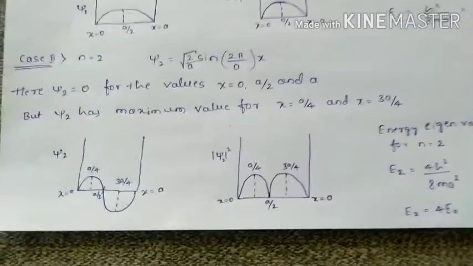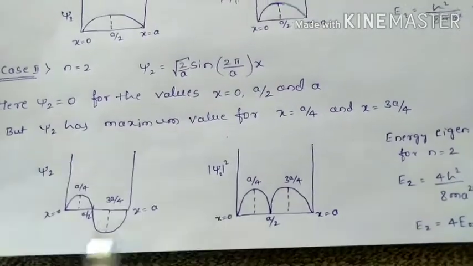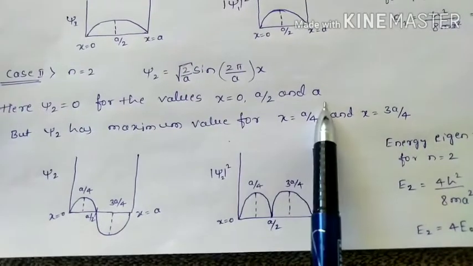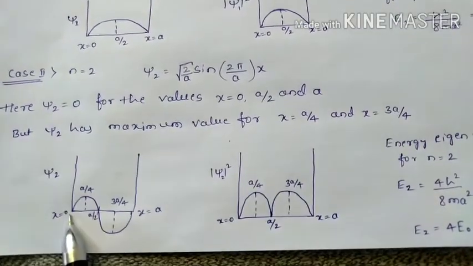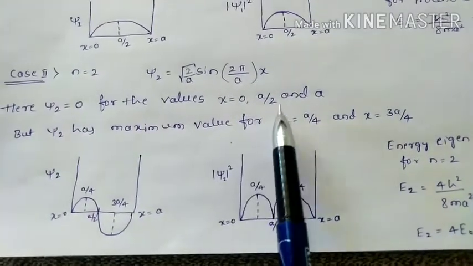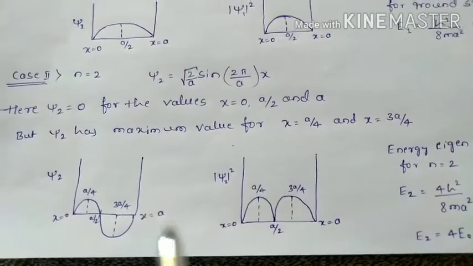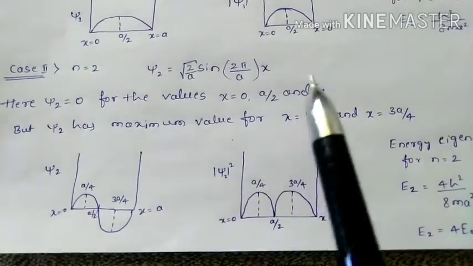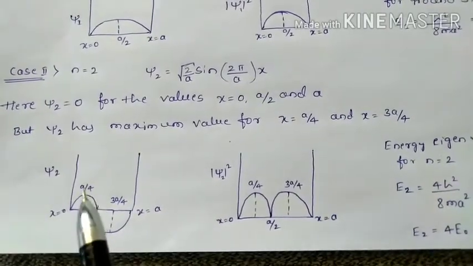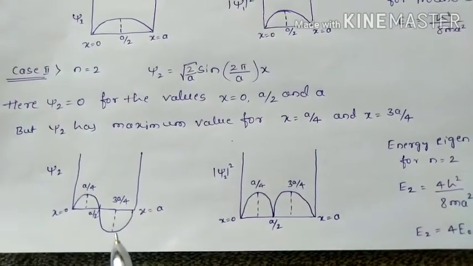So let us plot the graph for psi 2 versus x. It will be like this. You need to show psi value as 0 for the 3 positions, x is equal to 0, x is equal to a by 2 and x is equal to a. For these 3 points it will be 0. Then the maximum values we get are at a by 4 and 3a by 4.